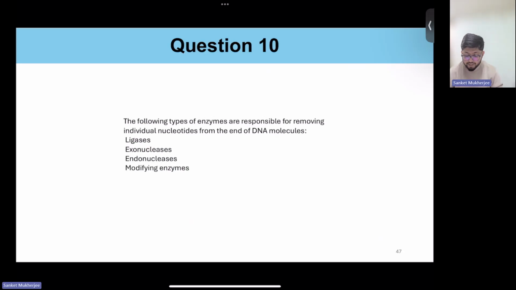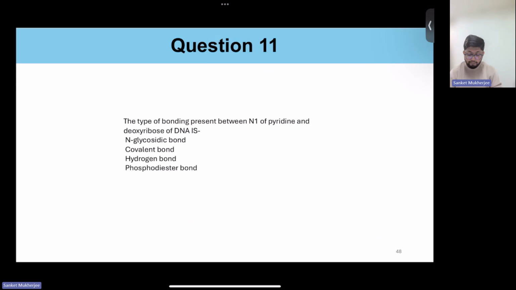The following types of enzymes are responsible for removing individual nucleotides from the end of a DNA molecule. Is it ligase, exonuclease, endonuclease, or modified enzyme? So exonuclease is the answer to this because of the name itself. Exonucleases cleave from the end, whereas endonucleases cleave from between.